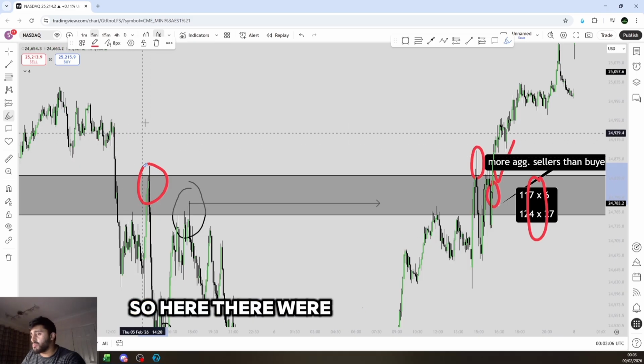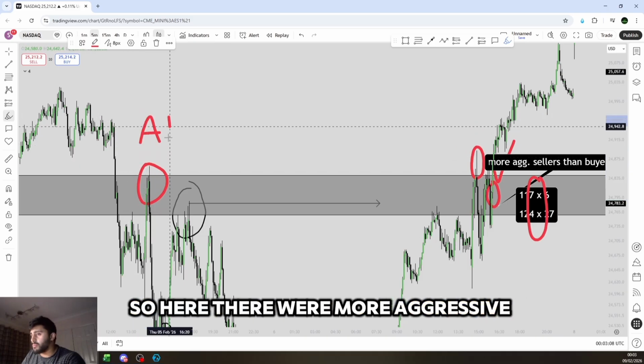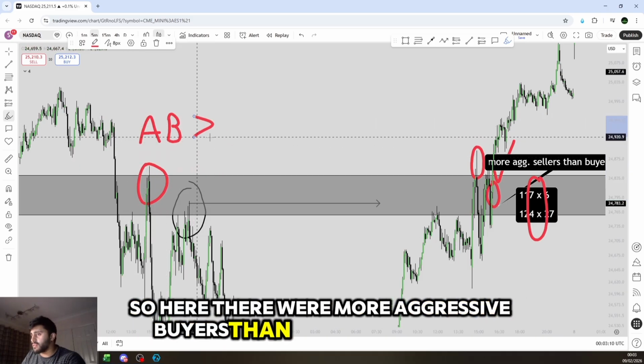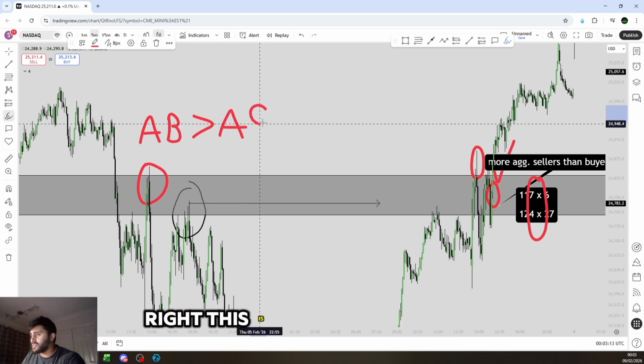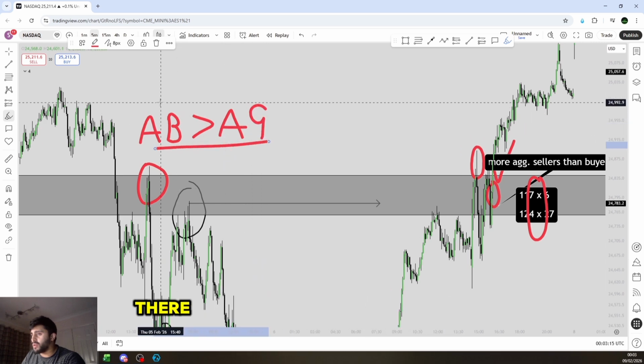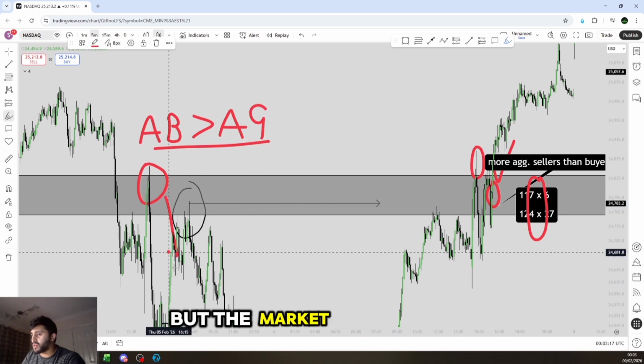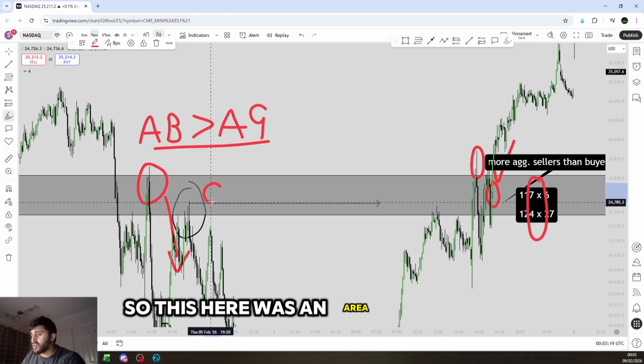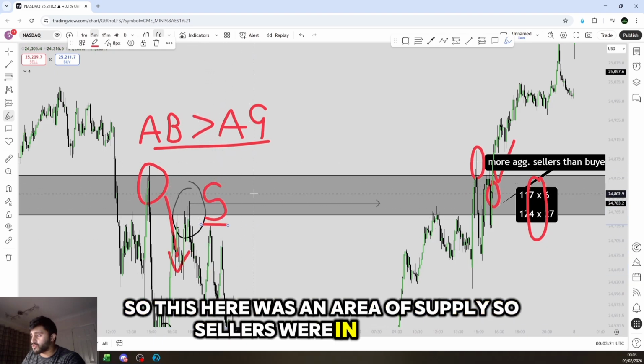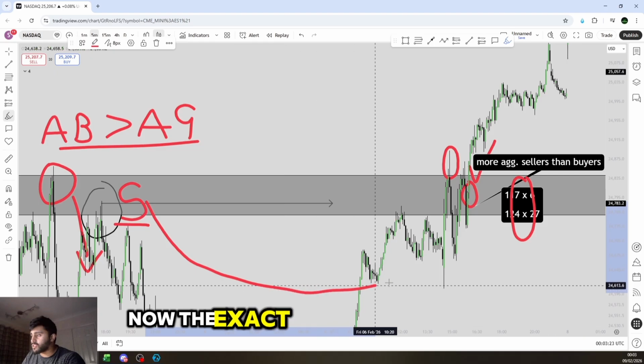So here there were more aggressive buyers than aggressive sellers, right? This is the art of key levels. There were more aggressive buyers, but the market moved down. So this here was an area of supply. So sellers were in control. Now the exact opposite is happening.